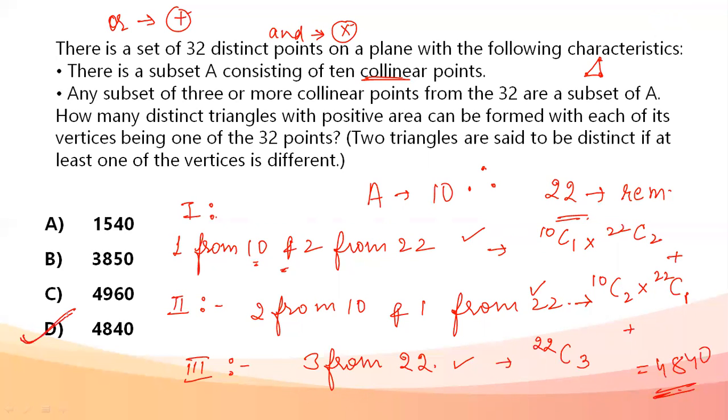My answer is option D, 4840. Very simple. The only rule we had to follow was: if I'm forming a triangle, one of the points had to be a point which is not a collinear point.